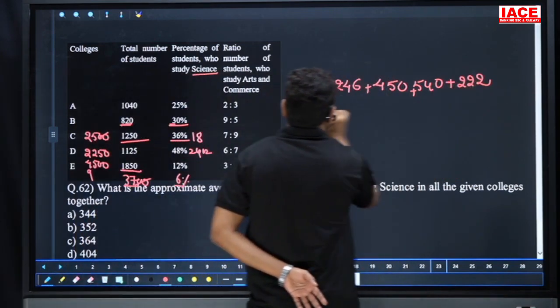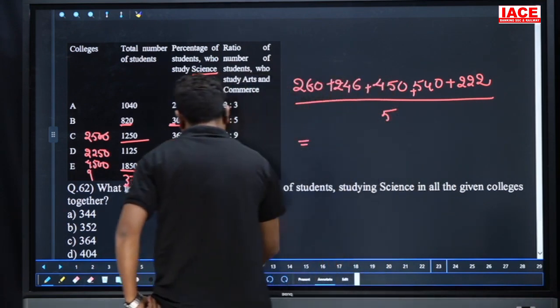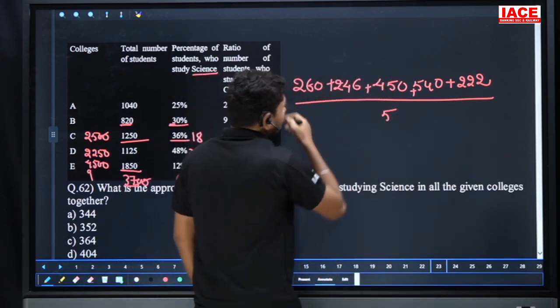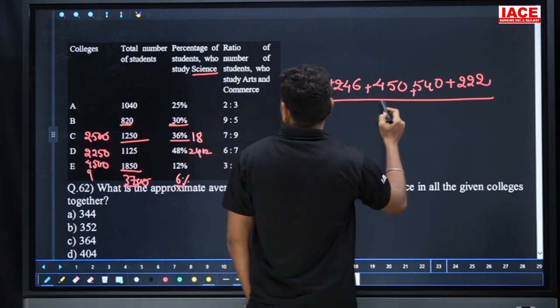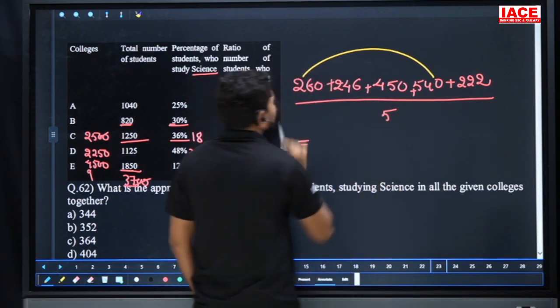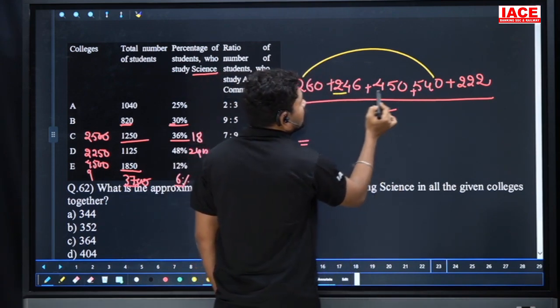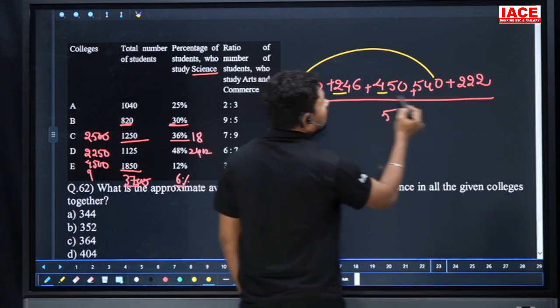Approximately we required. In total, what is the number we are dividing with? 5. So sum of the observations by number of observations. Look at here. Then 260 plus 540, which is 800. 800 plus 200, 1000. 1000 plus 400, 1400, and 1600.